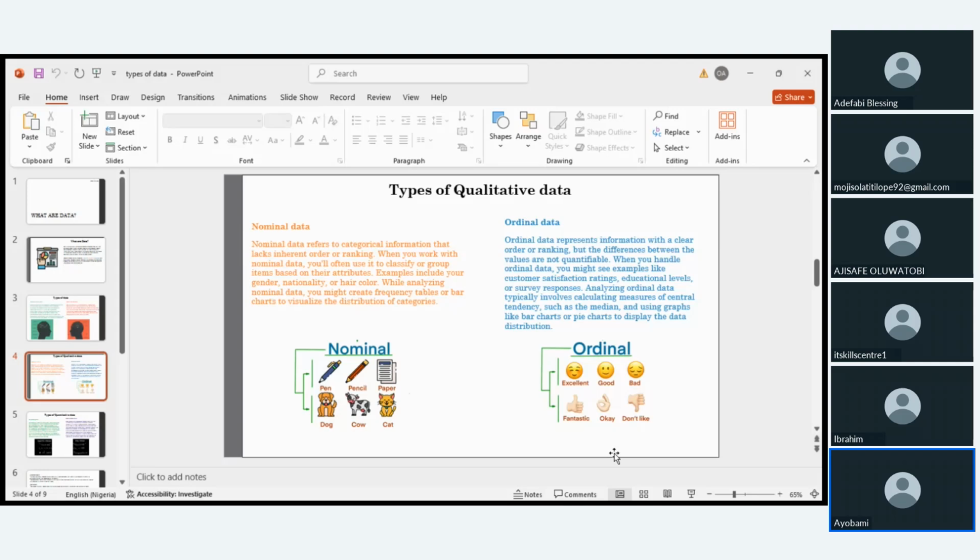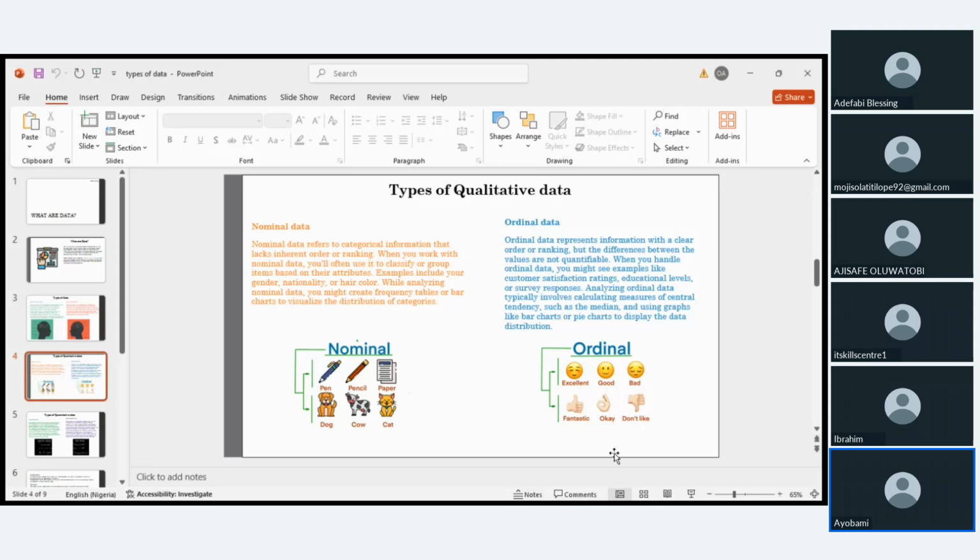So somebody could bring a pen, somebody could bring a pencil, another person could bring a paper. They are not the same thing. So you wouldn't say pen is greater than pencil or pencil is greater than paper, because each of them has its own use. So that's the concept of nominal data. Things are grouped into different categories, and in those categories, there is no order. One is not greater than the other, and another is not lesser than the other.